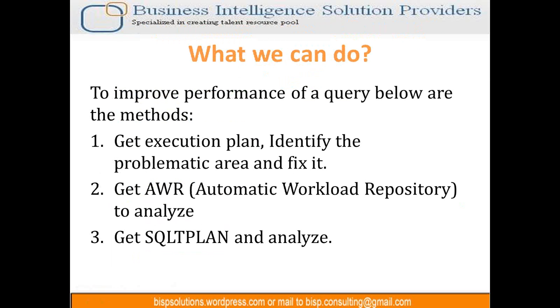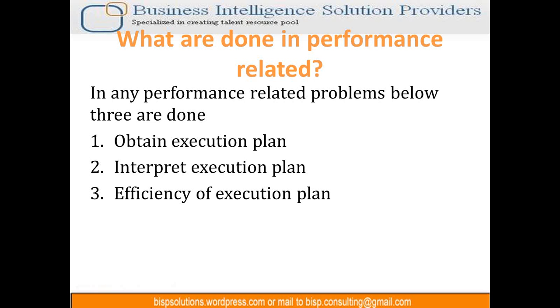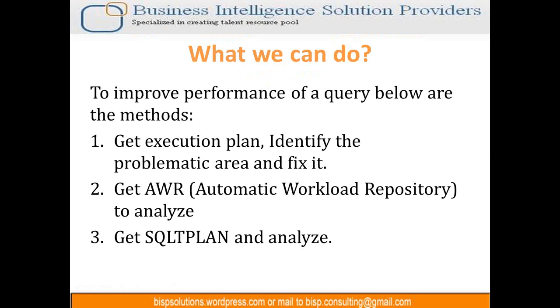So now we know what we need to do when we have performance issues. We need to obtain the execution plan, interpret it, and see if we can improve its efficiency. Now I know that I need to improve something based on some execution plan, so what do I need to do? One method is the one we discussed: get the execution plan, identify the problematic area, and fix it. But we may still feel that, even after the best that we have done for the execution plan, there is still some performance problem.